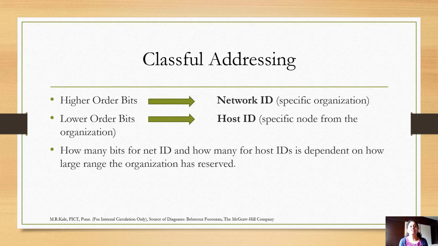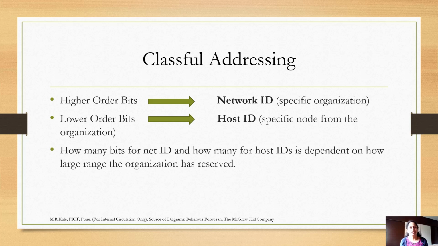Now, for this, let me give an example. Suppose we have an organization where we need to assign 8 hosts, or we will take the example of 6 hosts. To assign IP addresses to 6 hosts, 3 bits are sufficient because 2 raised to 3 is 8. So if you reserve 3 bits to represent the hosts, then the remaining 29 bits will represent the network ID portion.